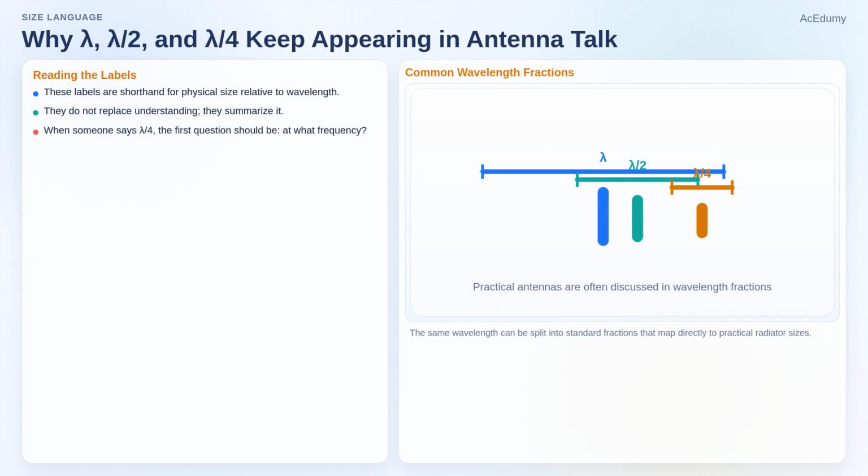This is why antenna engineers keep using labels like wavelength, half wavelength, and quarter wavelength. Those labels are not just names, they are shorthand for physical size relative to the operating wavelength. And the moment someone says quarter wavelength or half wavelength, the next question should be, at what frequency?